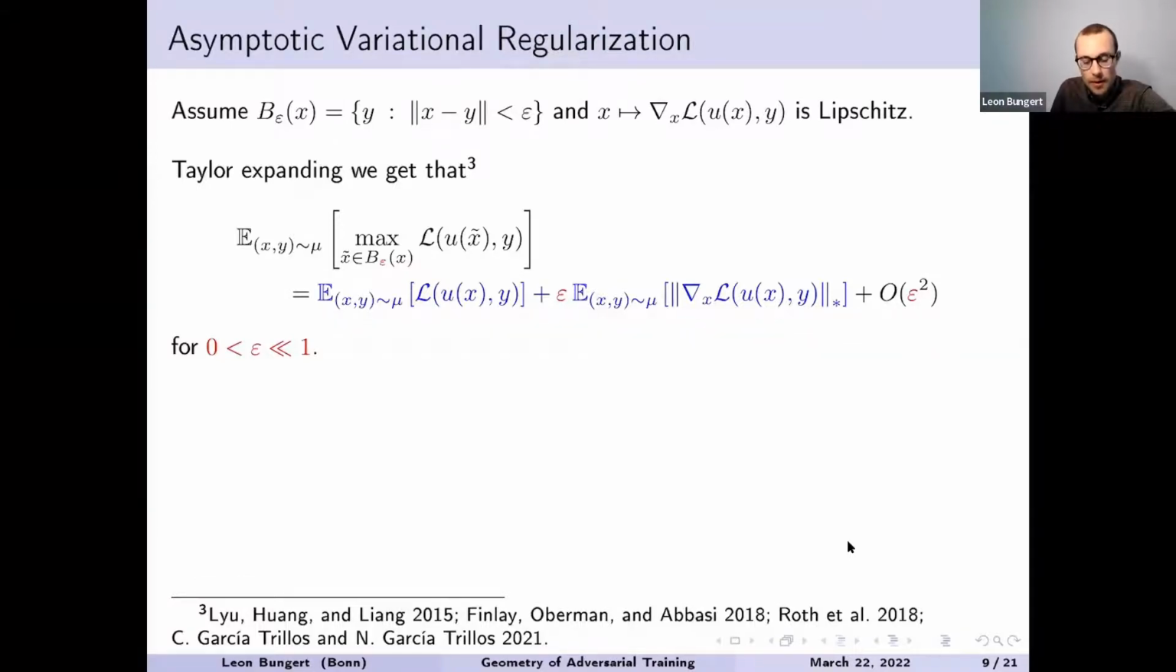Then what you end up with is this expression here, where you suddenly notice that you have the standard empirical risk, which does not include any adversarial attack and no epsilon. But then you have plus epsilon times a regularization functional, which is now the expected value of the norm of the gradient of the loss function. And then you have some higher order correction terms which scale with epsilon to the power of 2, right?